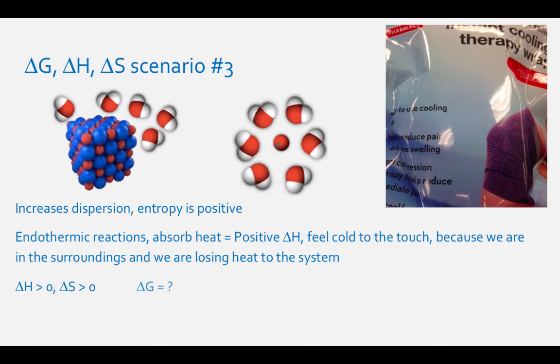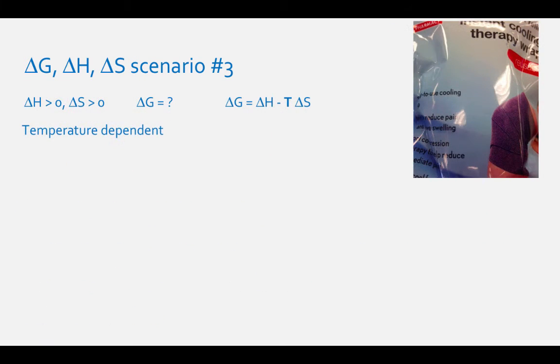The Gibbs free energy equation does have one more variable in it, temperature, so this process becomes temperature dependent. But obviously this is a spontaneous reaction because the cold packs can get cold. We need our delta G to be negative for this to be a spontaneous reaction. So let's analyze this equation to see what would make our delta G negative.